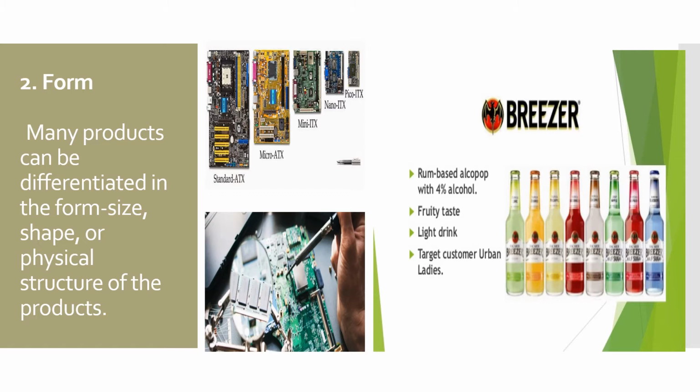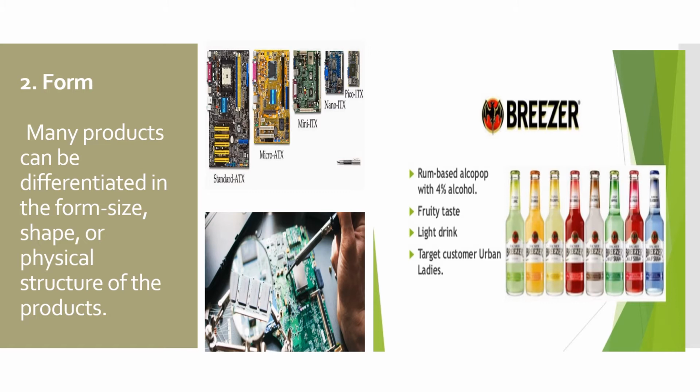One example is the Beezer product. We can differentiate it from other products through its form. For example, it is a rum-based alcopop with 4% alcohol, fruity taste, light drinks, and its target customers are urban ladies.